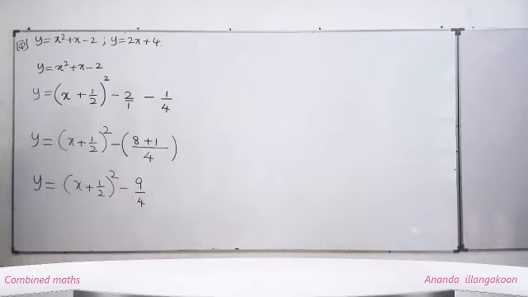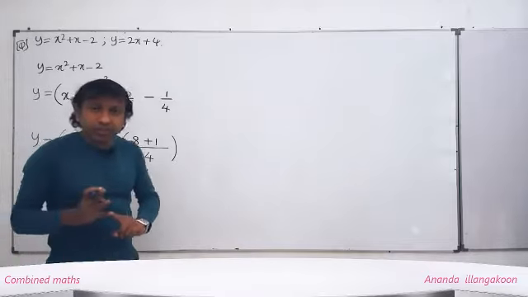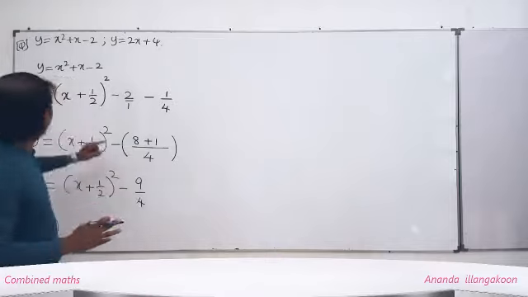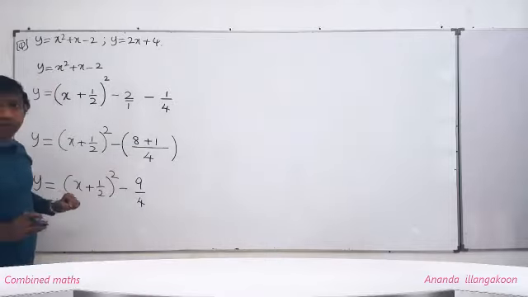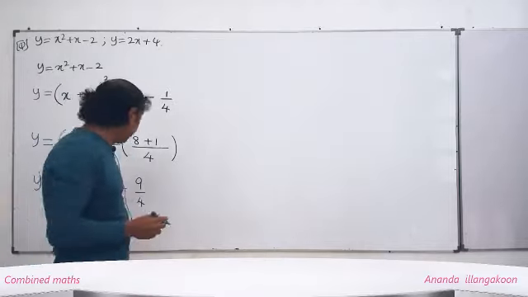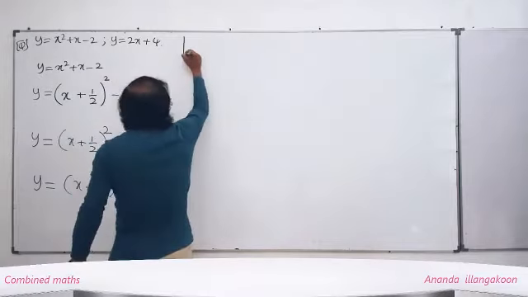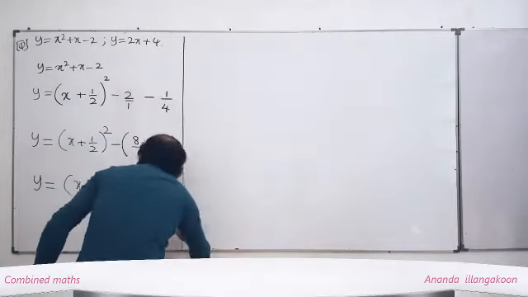Something like this we get. Now you know, people, how to determine the coordinates of the vertex. This is a minimum graph, no? Why, people? This x squared coefficient is plus 1, no? So therefore we know it is a minimum graph, right? So then I can write the vertex of this.